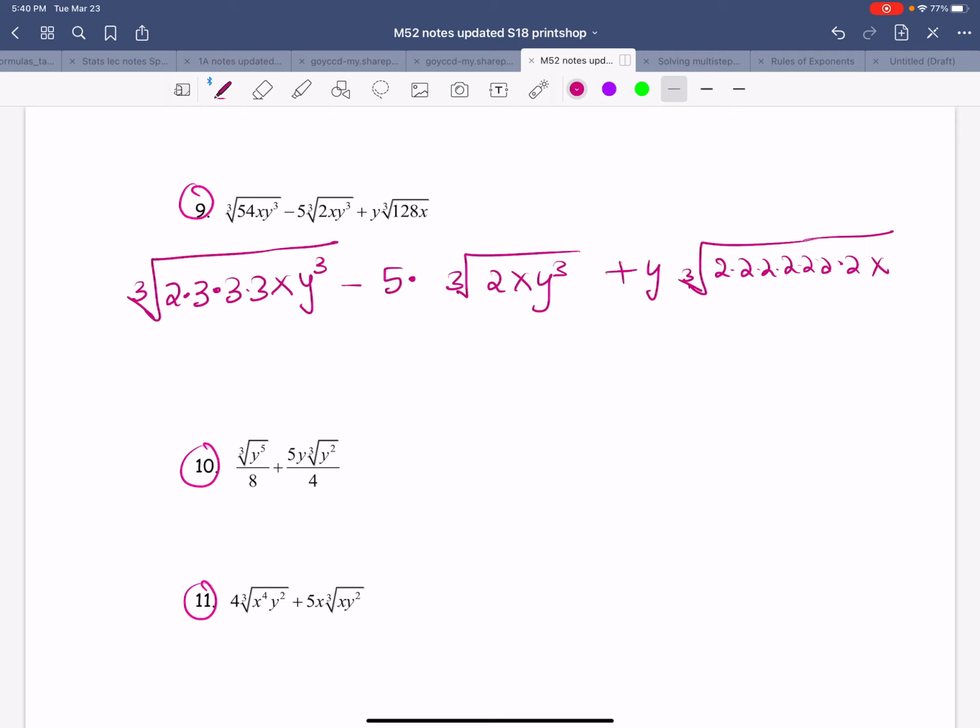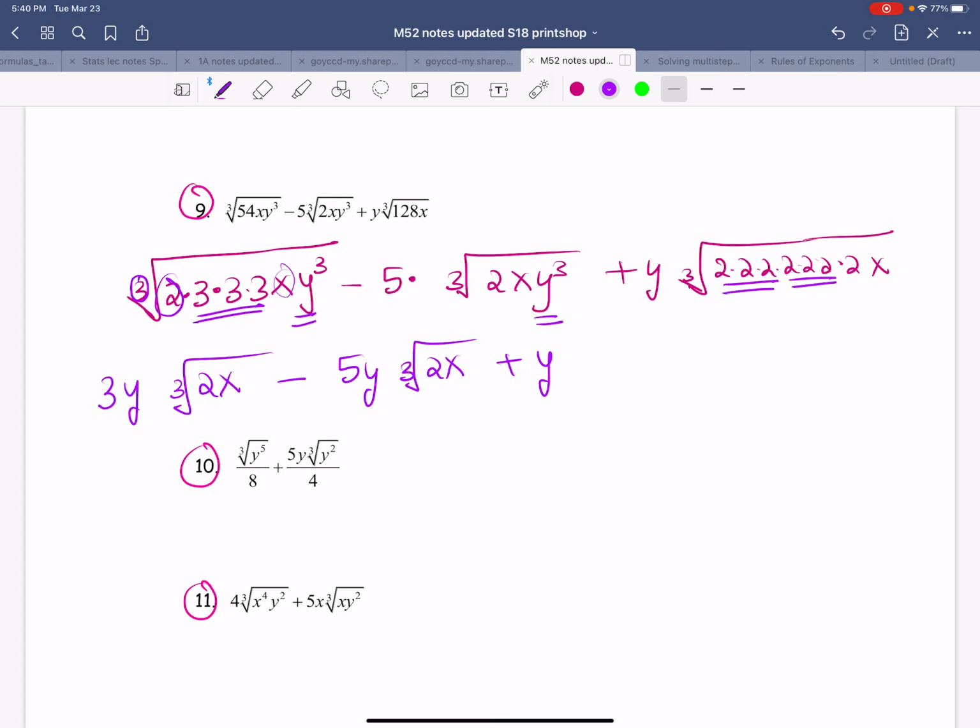We have cube roots here. So for groups of 3 things inside, I'm going to be able to pull one out. There's 3 3's in here, so I can pull a 3 out. 3 y's in here, I can pull a y out. So cube root of 2 is left and an x is left, 2x. Minus, from the next one, there's 3 y's inside. I can pull a y out and 2 and the x are left inside. From the next one, we're looking for groups of 3. So a 2 comes out, another 2 comes out, and we are just left with cube root of 2x.